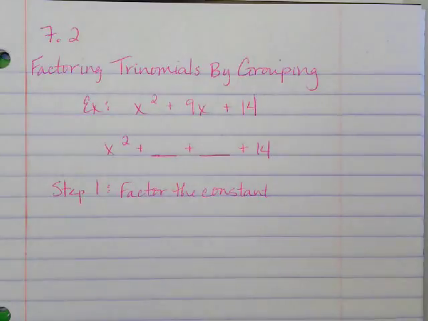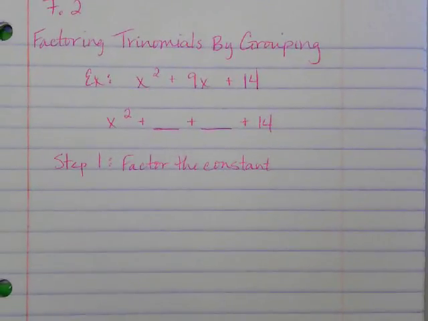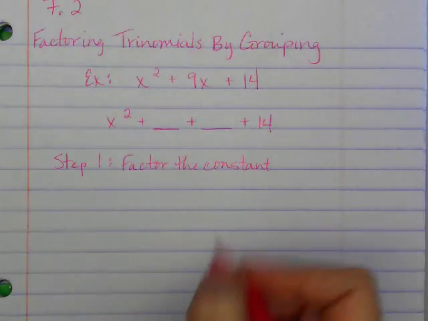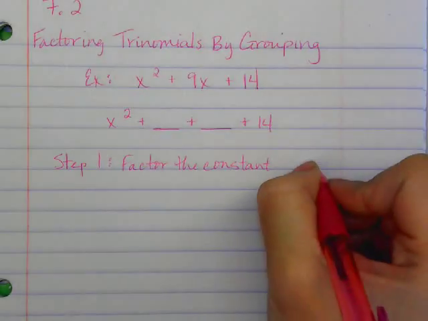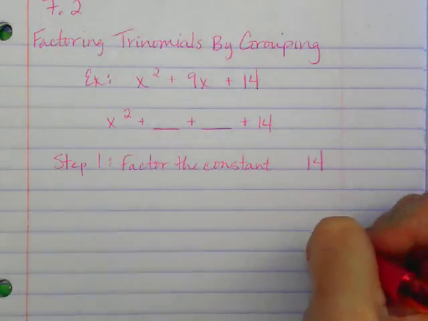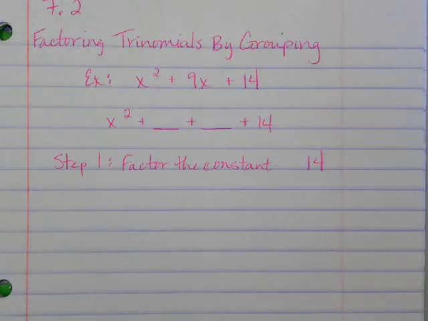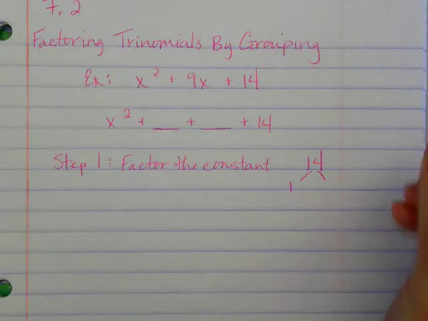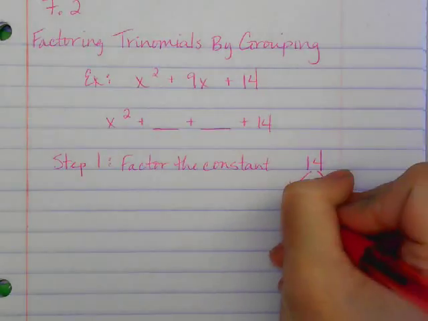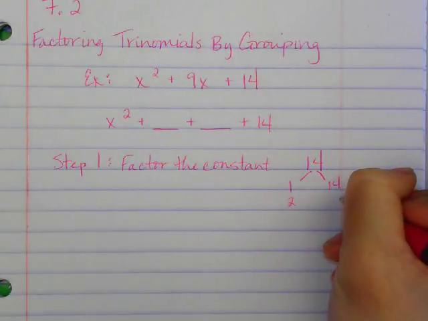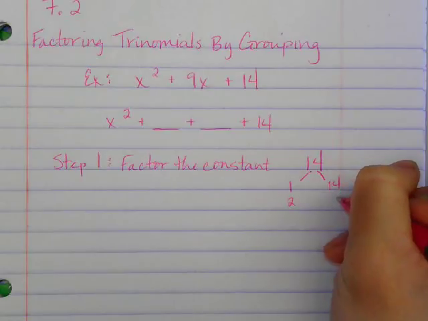One and 14. 2. What's 14 divided by 2? 7. Is it divisible by 3? What about 4? Nope. 5? No. 6? No. So we're back to 7 and 2.